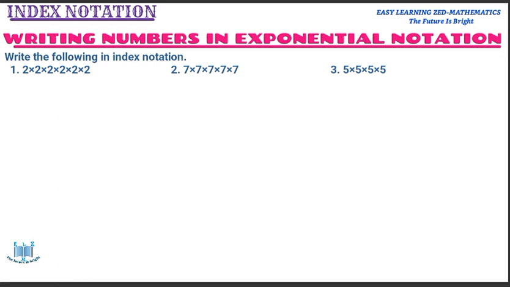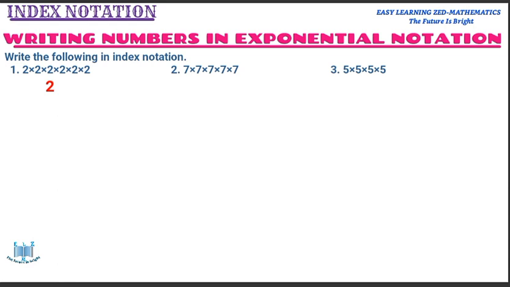As you can see on number 1, 2 is multiplied by itself 6 times, and you are told to write it in exponential notation or index notation. So what we need to do is these two steps. The first one is noting the number that is being multiplied. We need to identify the number being multiplied, and that is easy. We can see the number being multiplied is 2, so we are going to write 2 down here.